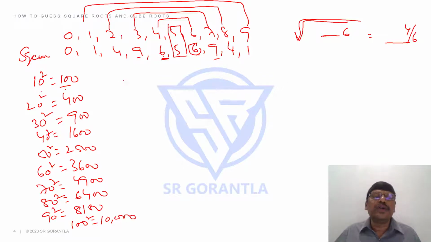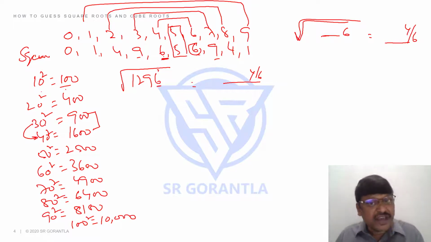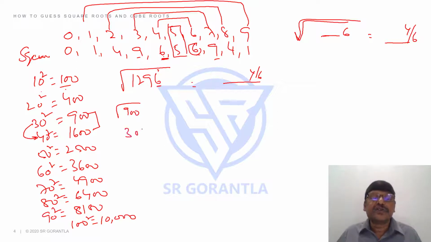Now when I ask you what is the square root of 1296, students, how do I guess? My answer is, see, your unit place is 6, which means the unit place of the answer should be 4 or 6, as I said just now. And 1296 is between which two hundreds here, students? Between 900 and 1600, which means my answer should be between 30 and 40. Because the square root of 900 is 30, and the square root of 1600 is 40, so the square root of 1296 will be between 30 and 40.